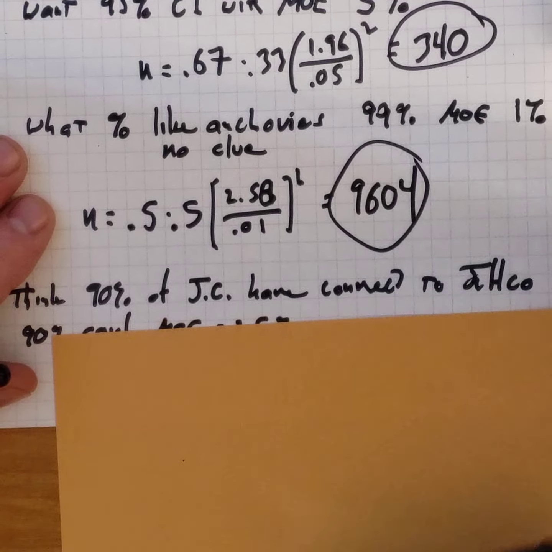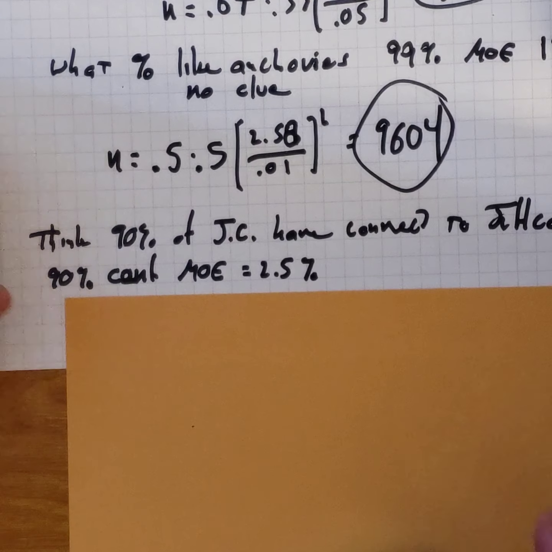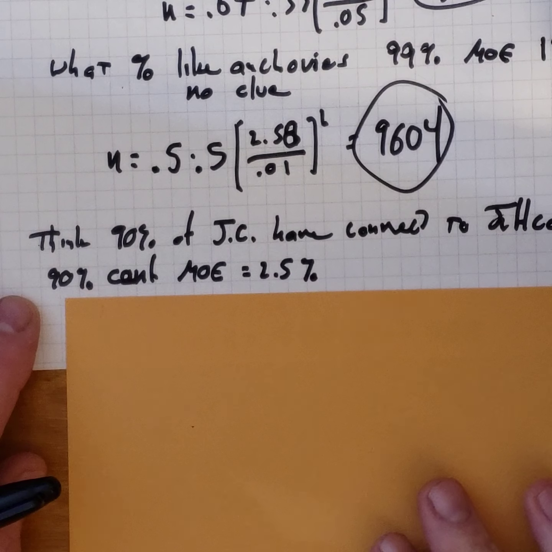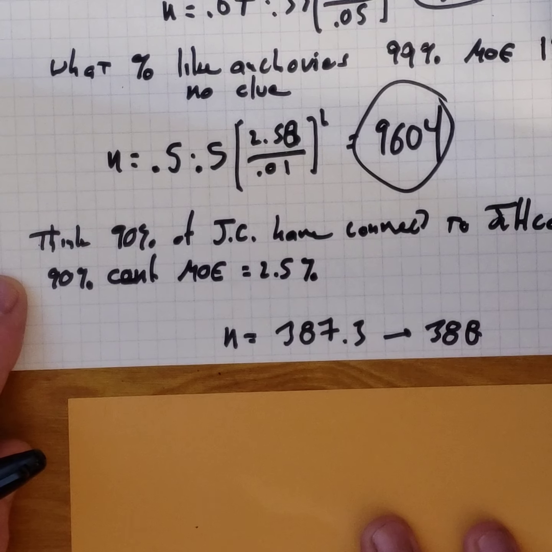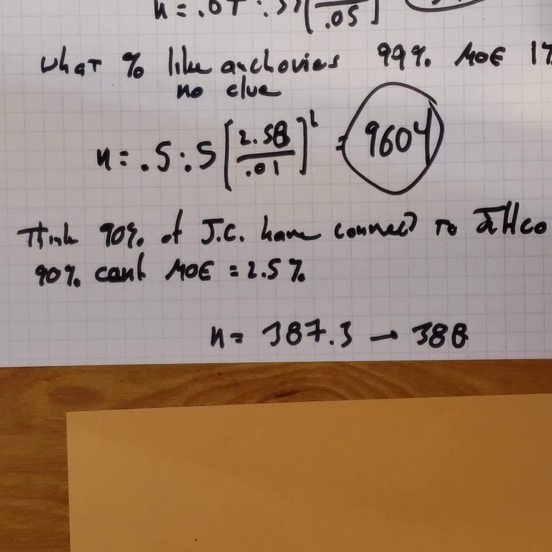So let me give you one. I think that 90% of Jefferson County residents are connected to Jeffco in one way or another. I want a 90% confidence level, and I want a margin of error of 2.5%, so 0.025. Go ahead and pause it and see what you get for this result. You should get 387.3, which you would round up to 388. 387 is not quite enough. Your margin of error will be a tiny bit bigger than you're after.